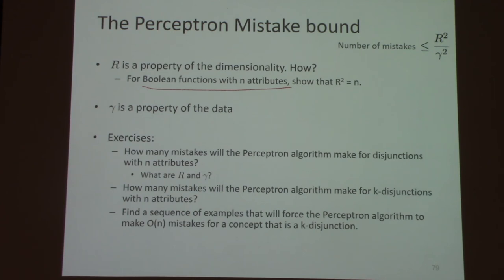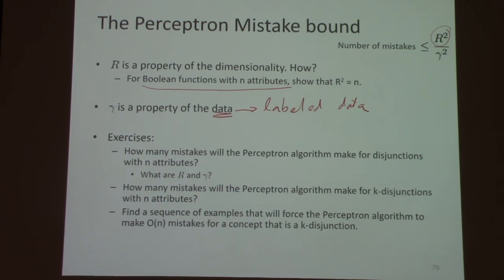So the number of mistakes for Boolean functions is less than or equal to n over gamma squared. Gamma itself is a property of the data. By data, I mean labeled data. And in order to understand this gamma and R, I have a series of exercises here, and I strongly encourage you to work them out. One of them may make it into a homework at some point.